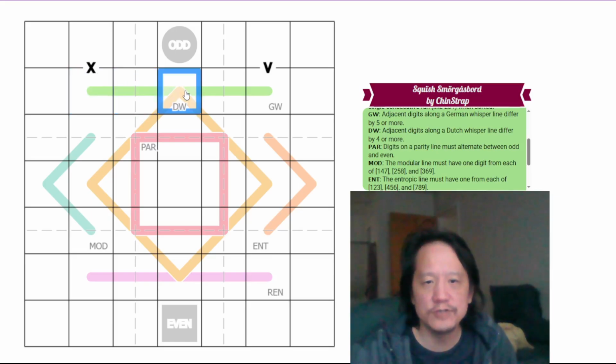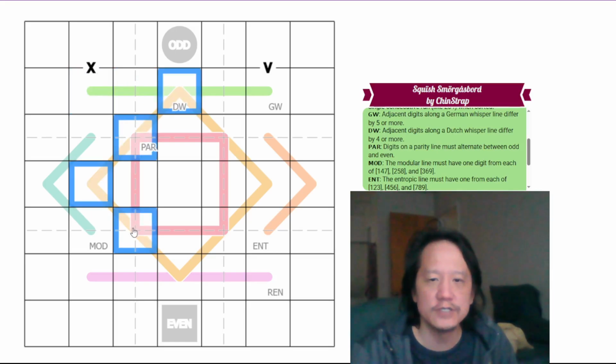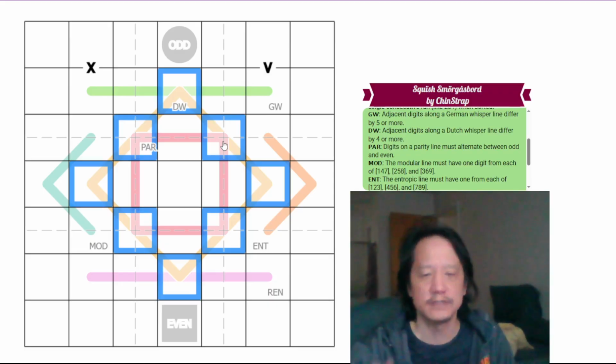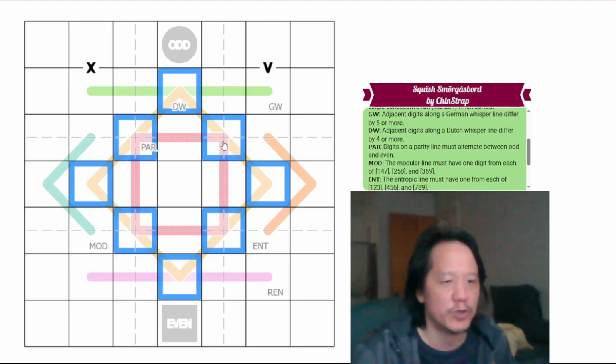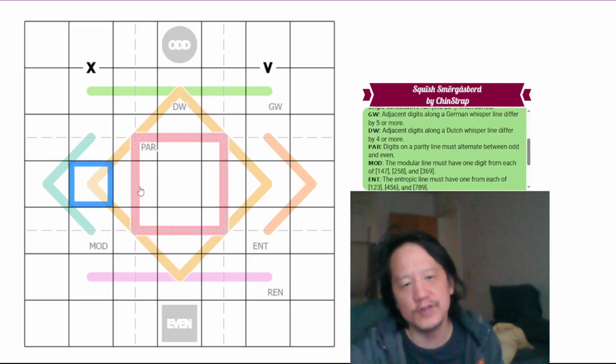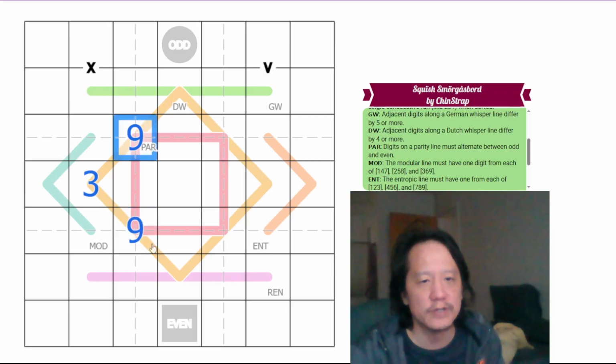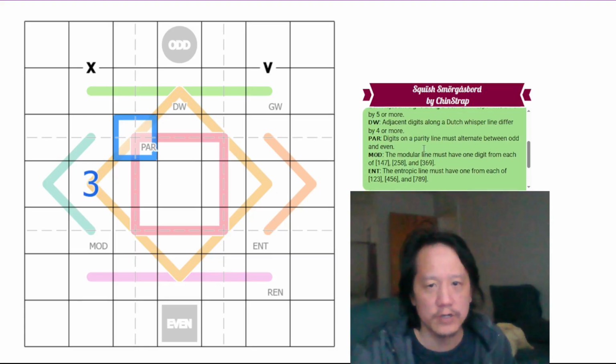We also have Dutch whisper lines, where adjacent digits along a Dutch whisper line differ by 4 or more. And I like to call them whisper 4 lines, because it makes it very clear what they are. So for example, if this were a 3, these would have to be 7, 8, or 9 as possibilities, because those are the only digits which are 4 or more away from 3. So that's how Dutch whisper or whisper 4 lines work.